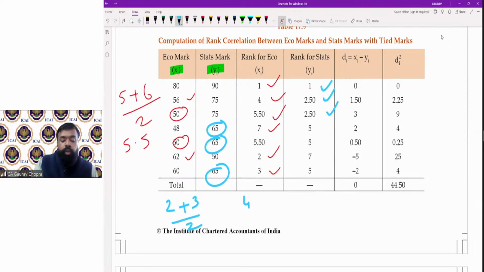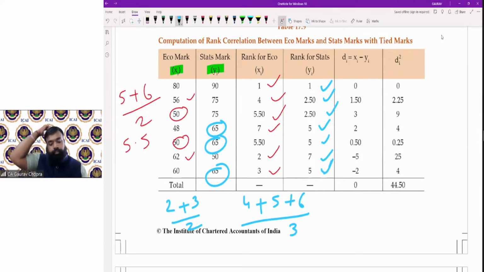Rank number 4, rank number 5 and rank number 6. So we will find their average, so divide by 3. So average is 5. The average came to 5 and the last rank is 7. So in this way you can rank X and rank Y. Okay.